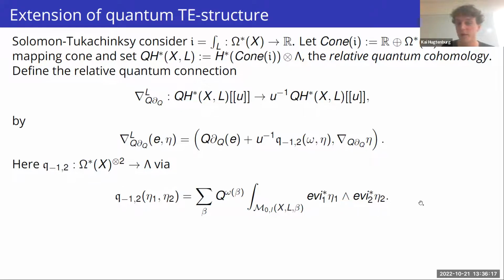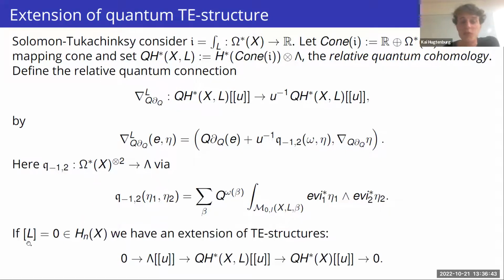So this gives you a number, and intuitively that's the count of disks through these two representatives, eta 1 and eta 2. And in the case of the connection in the Novikov parameter, you count disks with one interior constraint on omega and one interior constraint on the differential form eta, which was part of your element of the cone complex.